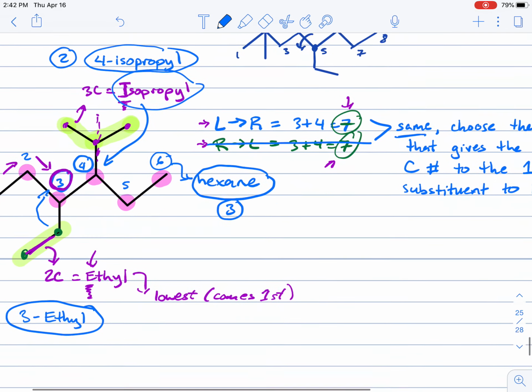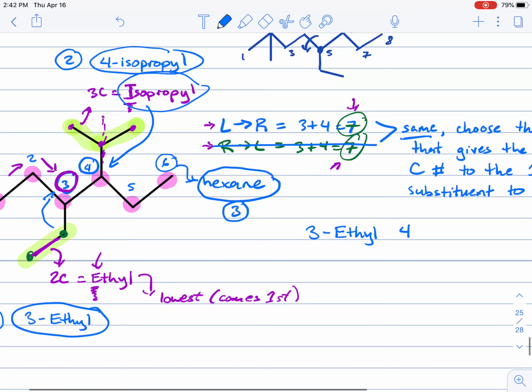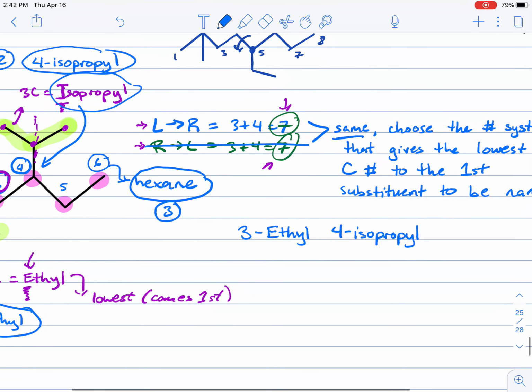All right, so then to name this, we have 3-ethyl. Now, notice that we're going to, oh, well, I'll just list it down. So 4-isopropyl. And finally, we have hexane.